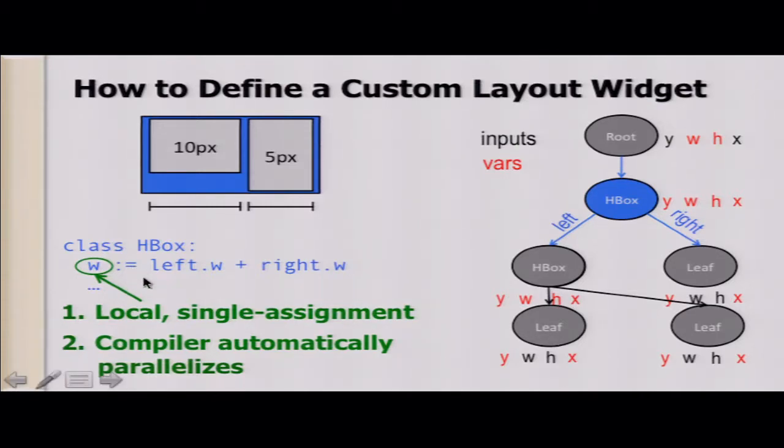So our language is nice. It's local, single assignment. It compiles. And actually, the main benefit of having this restricted language is that we can now compile it to be automatically parallel. We take our simple language, which is just a simple declaration here, like W equals left W plus right W. And that doesn't say anything about the implementation. But what that allows our compiler to do is automatically figure out a parallel structure to this and generate really fast OpenCL GPU kernels.